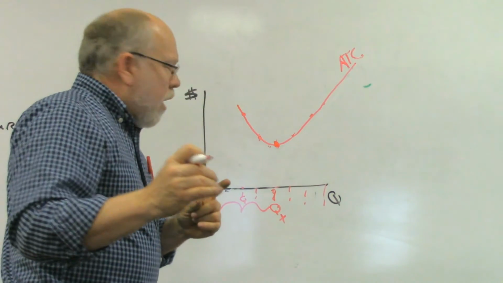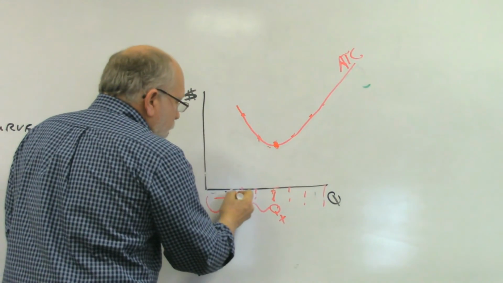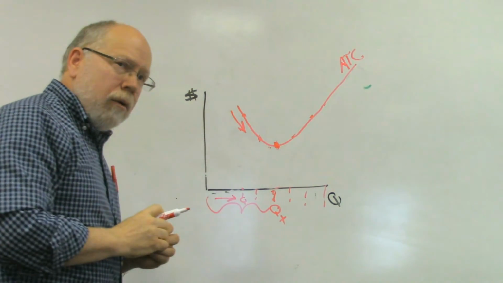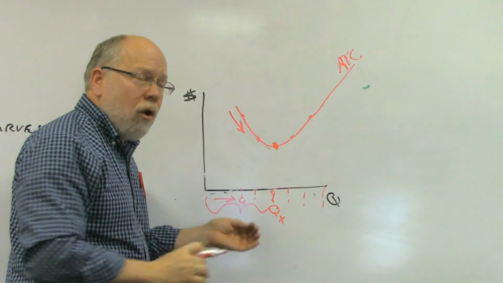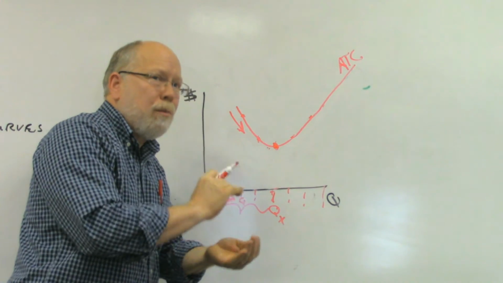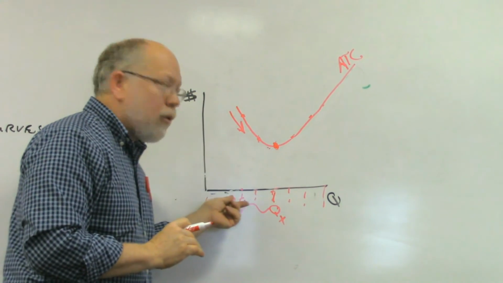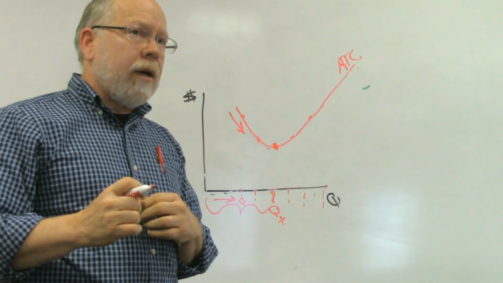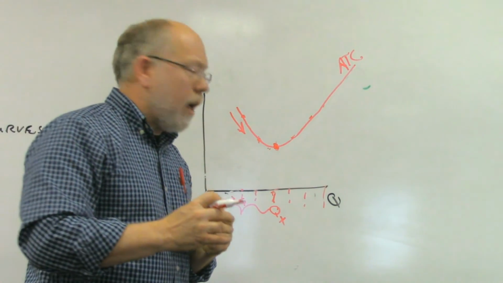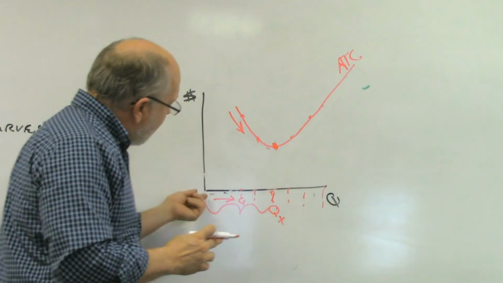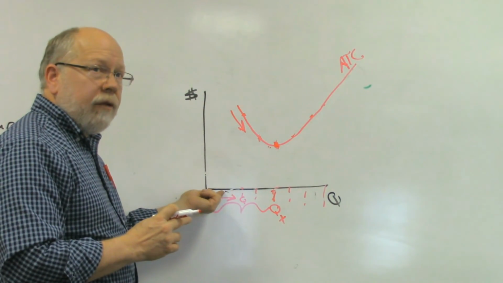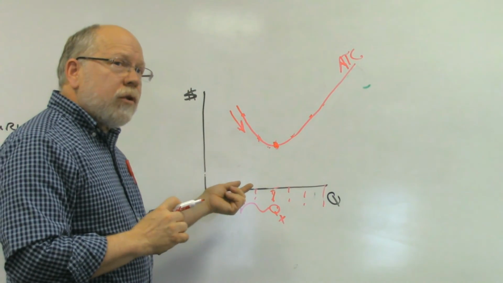In terms of vocabulary, when we're increasing output and our average total cost is coming down as we increase output, it's costing us less and less per unit as we increase our output. That's called economies of scale. We can be more competitive when we produce more than if we produce less. But that only lasts for so long.